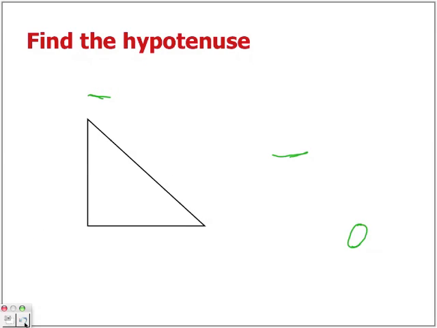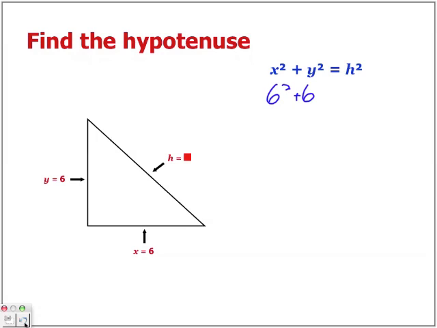Now we're going to try this together. We're going to try to find the hypotenuse together. So we have x squared plus y squared equals h squared. And now we're going to substitute them in. So who wants to give this a go? Rita? Equals 6 squared plus 6 squared. Alright, which equals 36 plus 36.